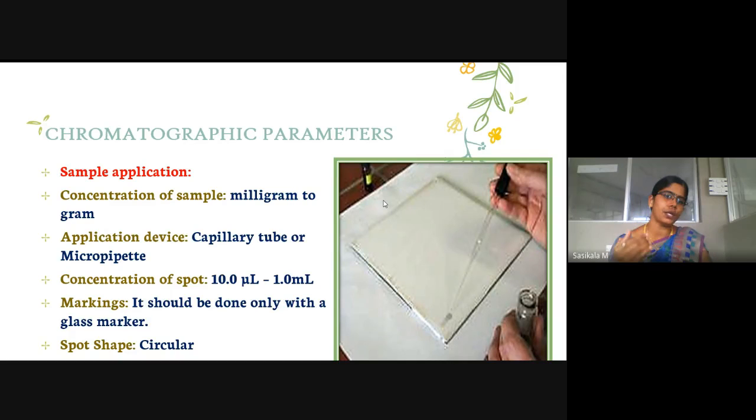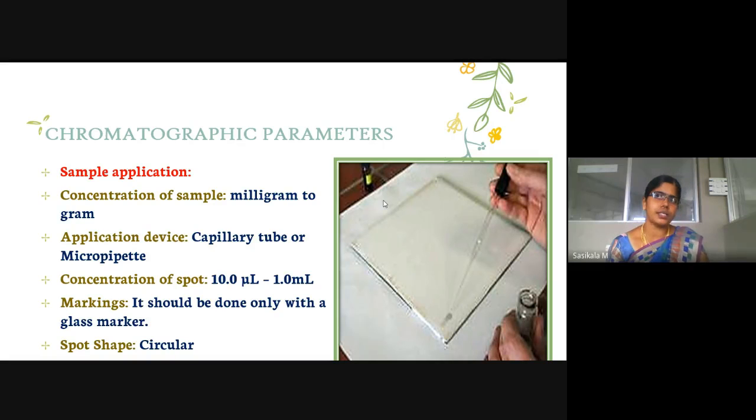Okay, so these are all the important points under sample application. What are the points? The concentration of sample, what concentration we need to select, and after preparation of the sample with that particular concentration, the sample must be prepared with the mobile phase solvent only, in solution form. It should be dissolved and solubilized with the mobile phase solvent, and that solution is taken to get a milligram to gram concentrated sample, and that sample is placed over the plate for separation.